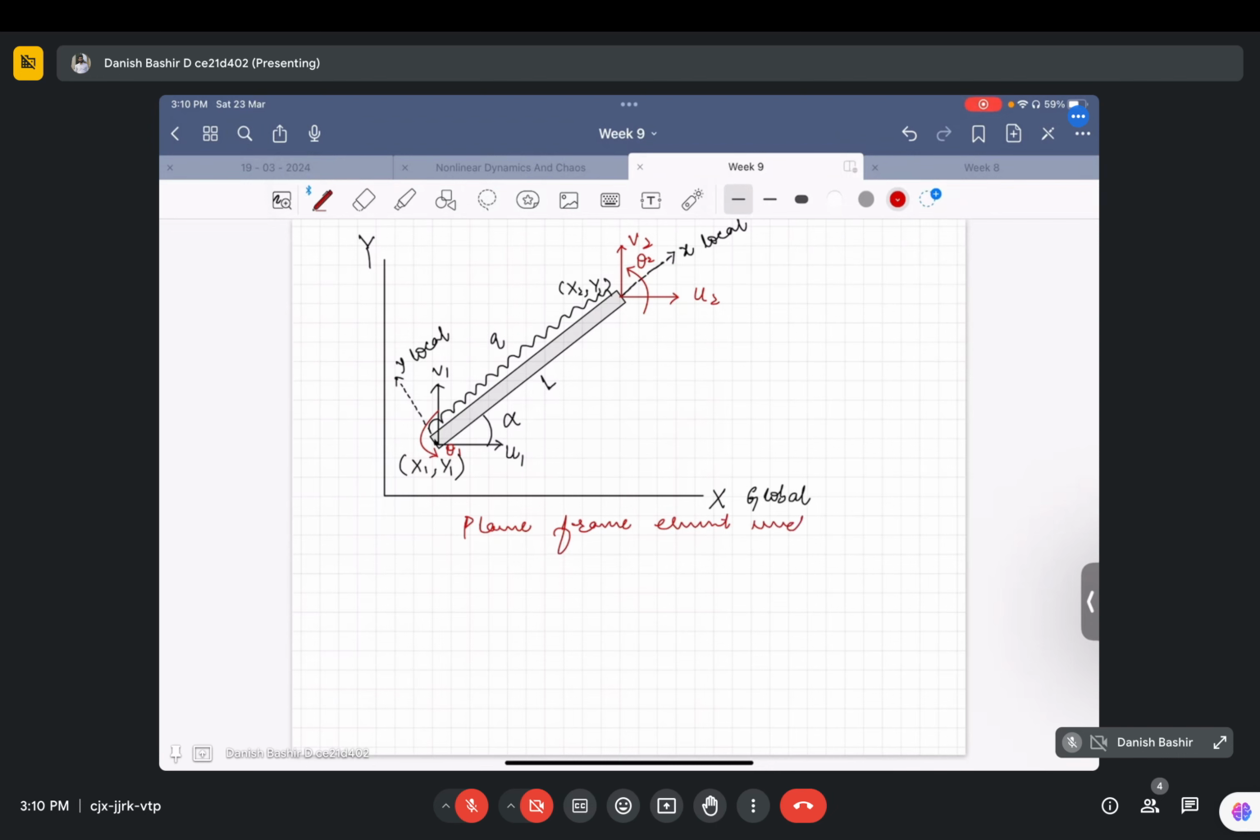Element inclined at an angle alpha with respect to the global x coordinate system. Okay, so one more thing is there. I want to show you the sign convention of the forces that we are going to follow. Actual forces like this, which are pulling the bar, we are taking these to be positive actual forces.